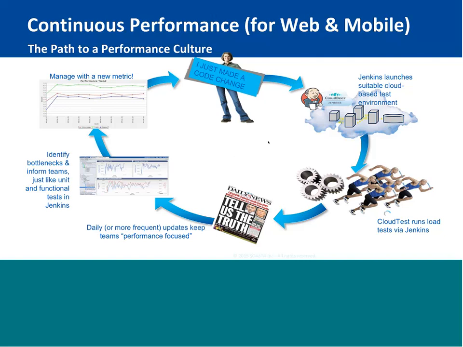And with the results that come back from the performance test, you can see the bottlenecks, inform the team, and just like unit and functional tests, these can stop the build from moving forward, and you can send it back to the developer for modification and addressing the performance issue, just like a functional issue.